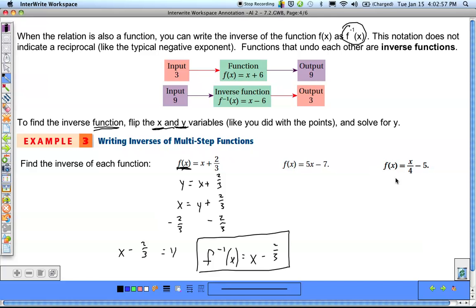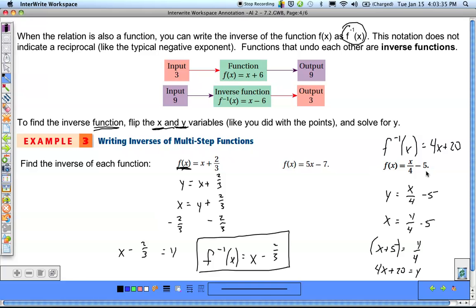We can do the same thing with this one over here, just flipping the x and the y. So we take y equals x over 4 minus 5. Flip the x and the y, so x equals y over 4 minus 5. Get rid of the 5 first by adding it to the other side. Then we have to get rid of that dividing by 4, which means we multiply by 4. We have to multiply both sides by 4, meaning we multiply this entire thing by 4. So it becomes 4x plus 20 equals y. Our inverse function here is 4x plus 20.